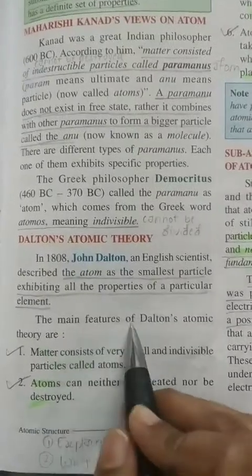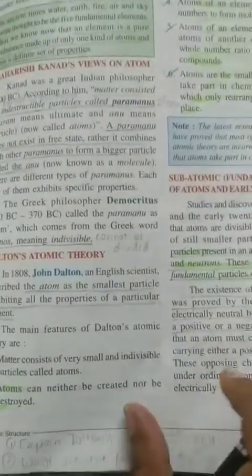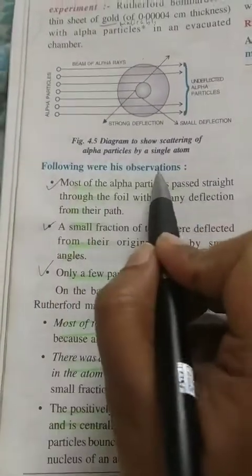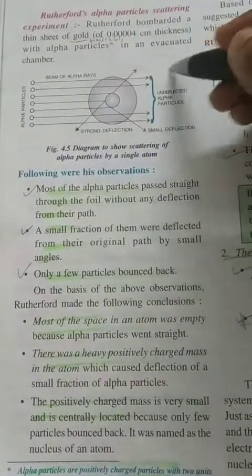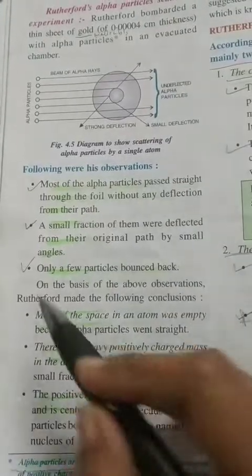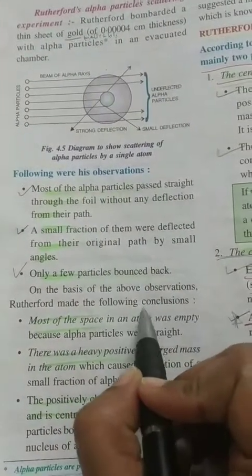Now what you are supposed to do, children, today in the assignment, you will write all these. On the ruled sheet you will write main features of Dalton's atomic theory. Okay, and you will make the diagram of Rutherford's experiment. How you will write? Rutherford alpha particle scattering experiment. You will make this diagram and then you are going to write observations and conclusions. This part from here till here, clearly giving the headings, observations and conclusions.